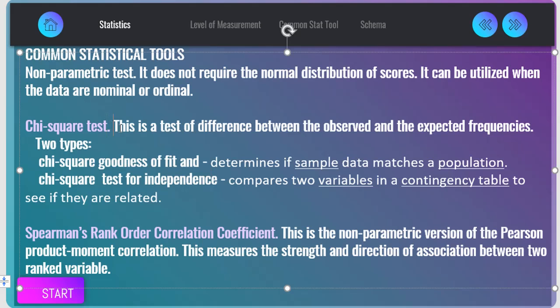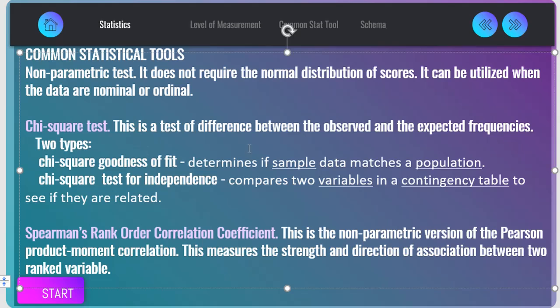We call it chi-square. Chi-square is a test of difference between the observed and the expected frequencies. And there are two types of chi-square tests. Both use the chi-square statistic and distribution for different purposes. First is chi-square goodness of fit. Okay? So it determines if sample data matches a population. That's for chi-square goodness of fit.